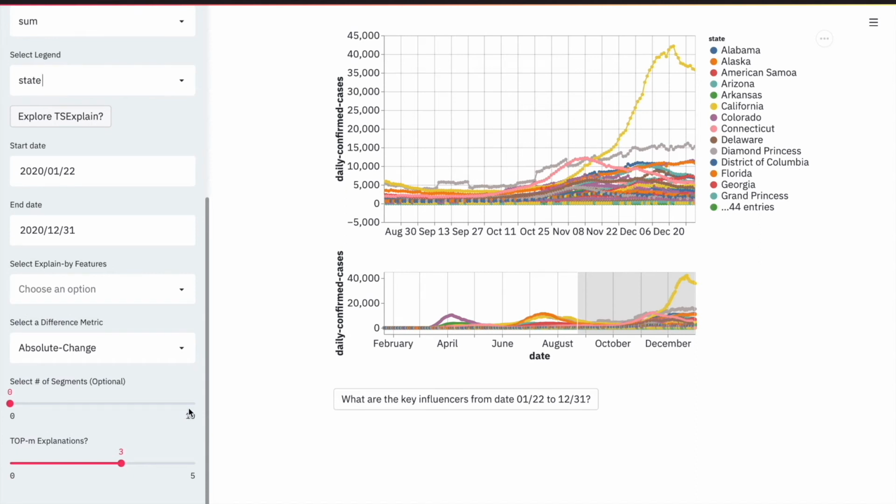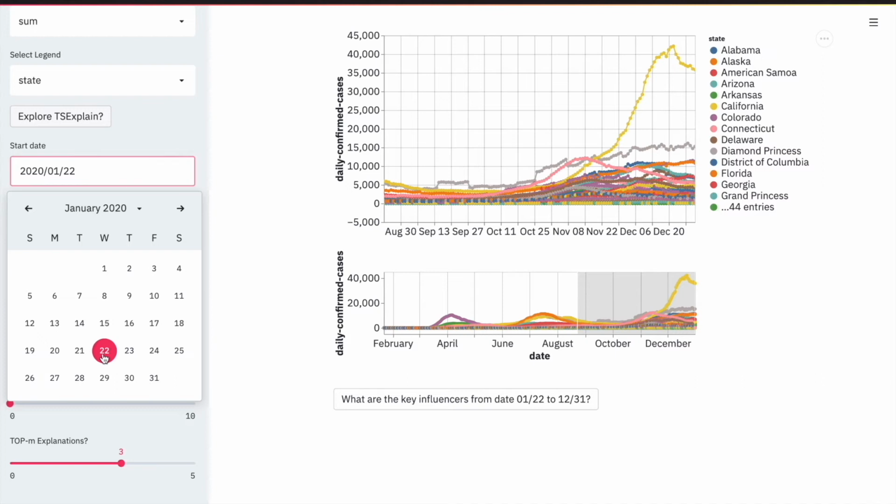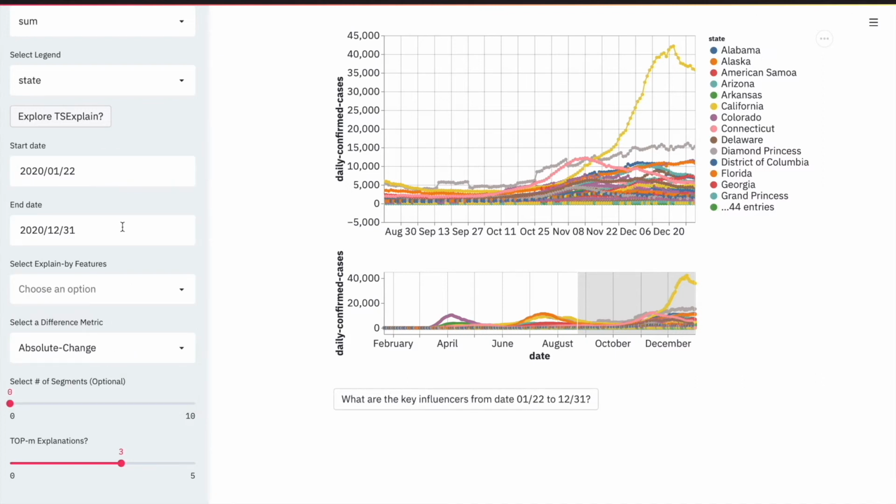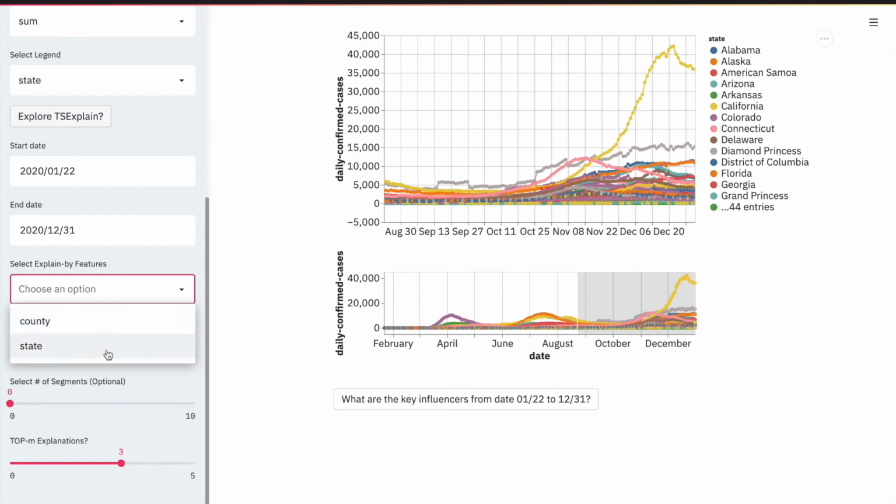TSExplain to the rescue. For instance, if the user is interested in explaining the trend during the period of July 22nd to December 31st, we can set the time range accordingly. Next, the user can specify state as the explain by feature based on their domain knowledge. Users can then leave other configurations as default. For instance, the metric used is absolute change. At a high level, absolute change measures the absolute value each state contributes to the overall trend rise or fall. And we focus on the top 3 explanations with the largest absolute change.